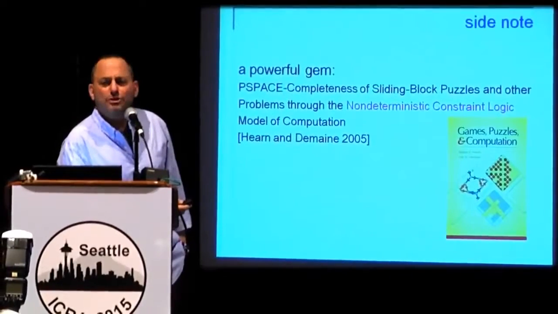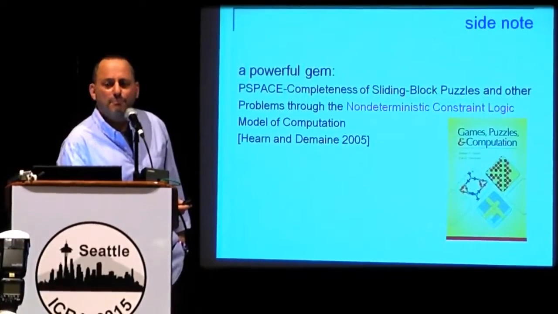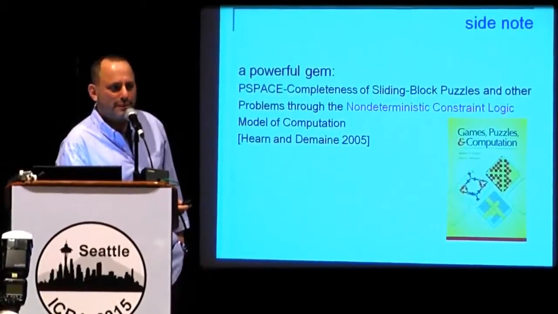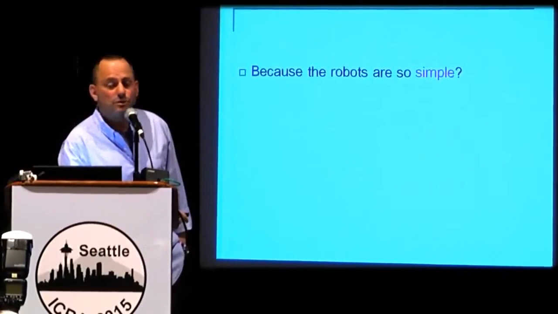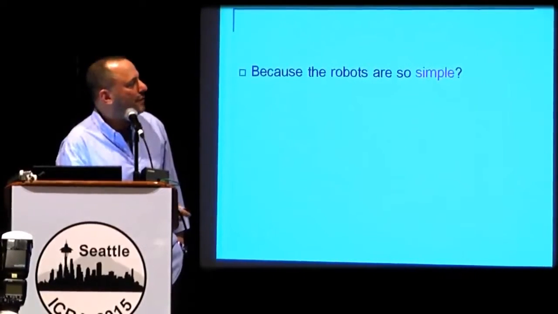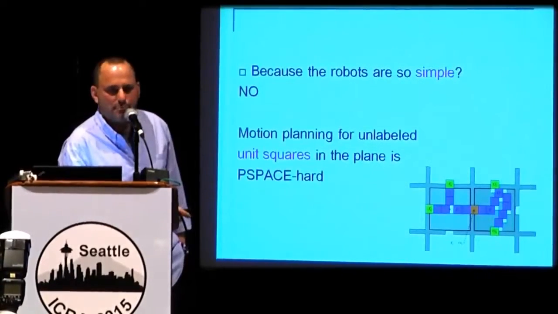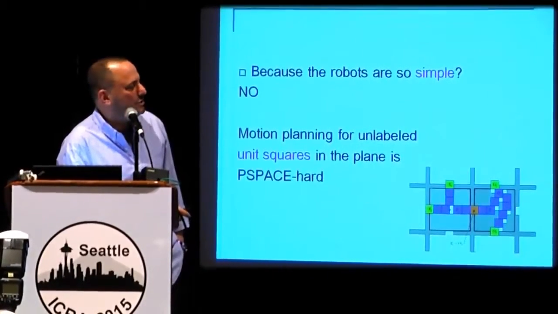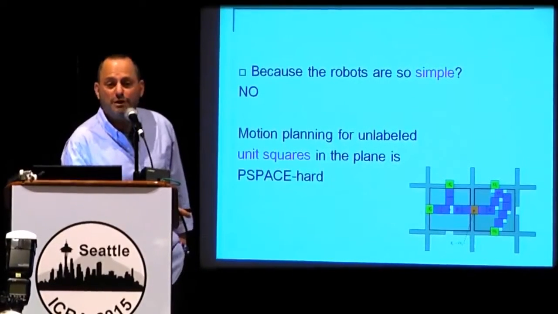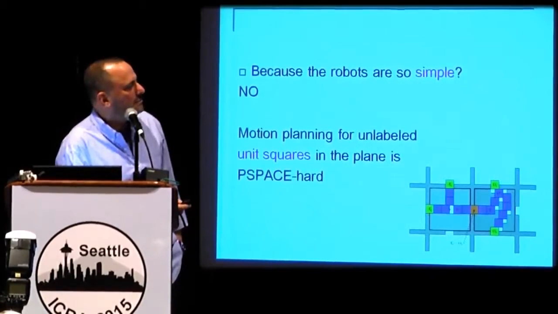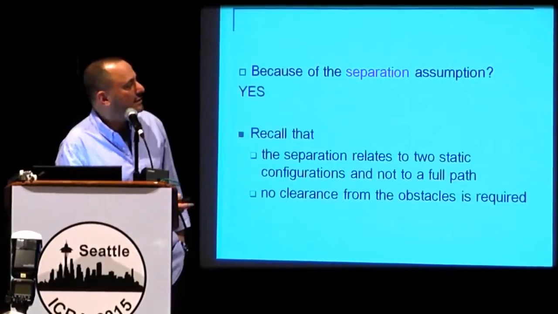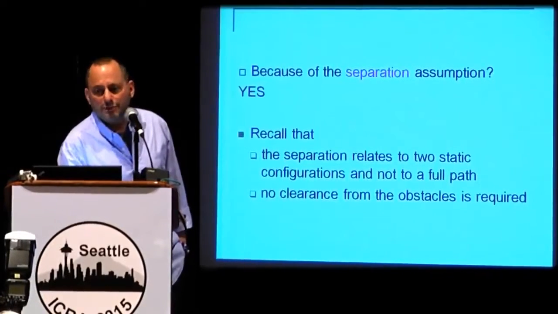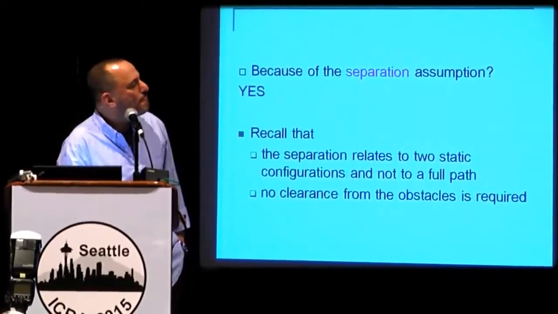Let's continue with checking the unlabeled problem that we started discussing. Is it easy because the robots are so simple? Now, we already know that this is probably not the reason, because the problem for unit squares is PSPACE-hard. So is it easy because of the separation assumption? Yes. This is probably the reason why this problem is easy.